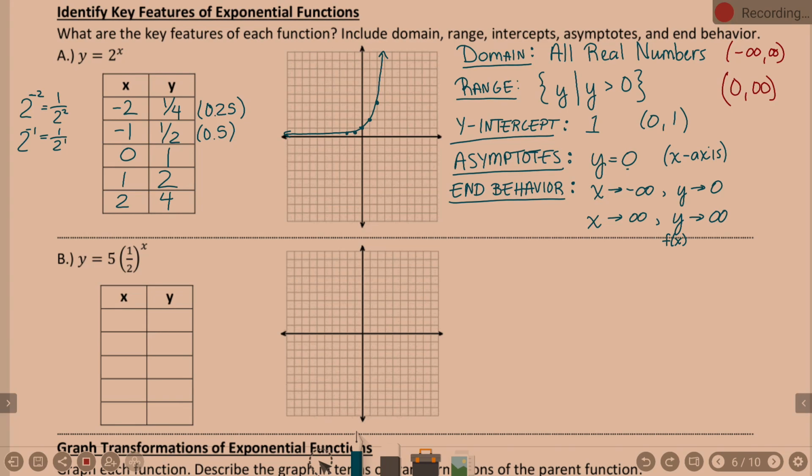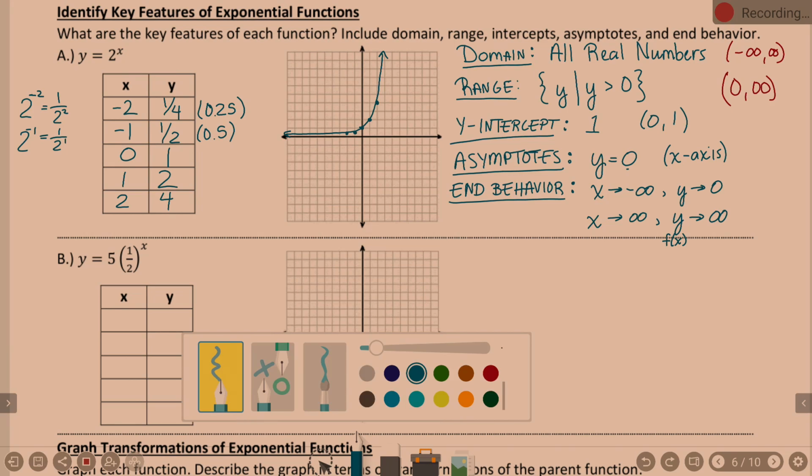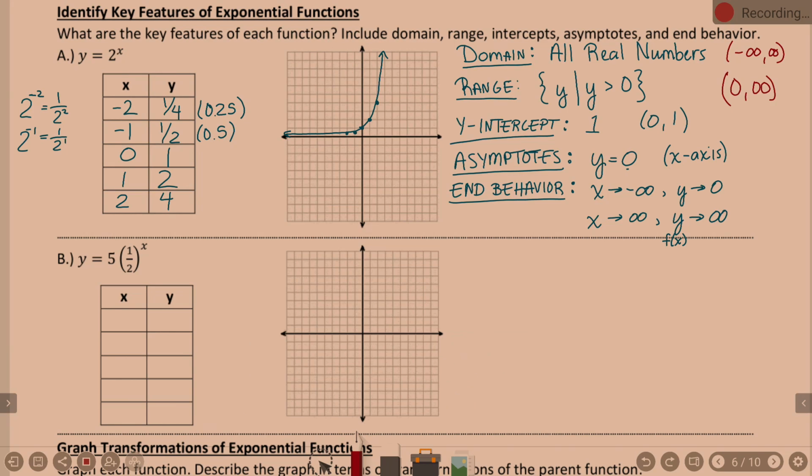So our first one, wait, what x values are we using? Okay, -2, -1, 0, 1, and 2. Those are always my basic go-to x values for exponential graphs. If I do 5 times 1/2 to the -2nd. Not sure how much we've talked about this one. 5 times 1/2 to the -2nd.